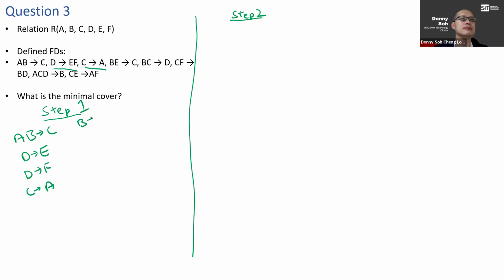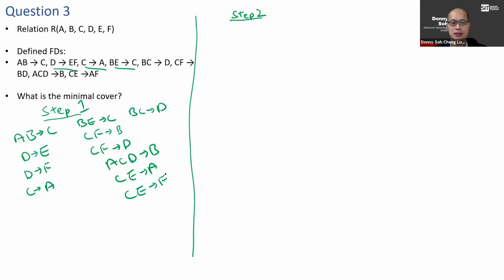Here. Okay, BE implies C. BC implies D. CF implies B. And CF implies D. I also have ACD implies B. I have CE implies A, and I have CE implies F. So as you can see, actually it's going to be a very long question. Okay, now we have the first step done.